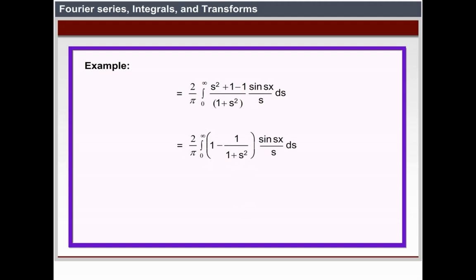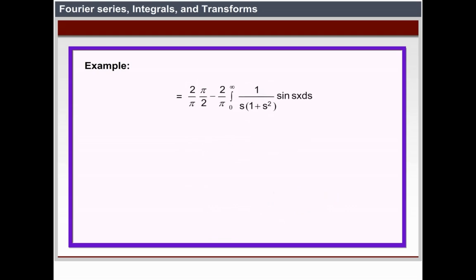Equal to 2 by pi integral 0 to infinity (1 minus 1 by (1 plus s square)) into sin sx by s into ds, equal to 2 by pi integral 0 to infinity sin sx by s into ds minus 2 by pi integral 0 to infinity 1 by s into (1 plus s square) into sin sx ds, equal to 2 by pi into pi by 2 minus 2 by pi integral 0 to infinity 1 by s into (1 plus s square) into sin sx ds, equal to 1 minus 2 by pi integral 0 to infinity 1 by s into (1 plus s square) into sin sx ds.